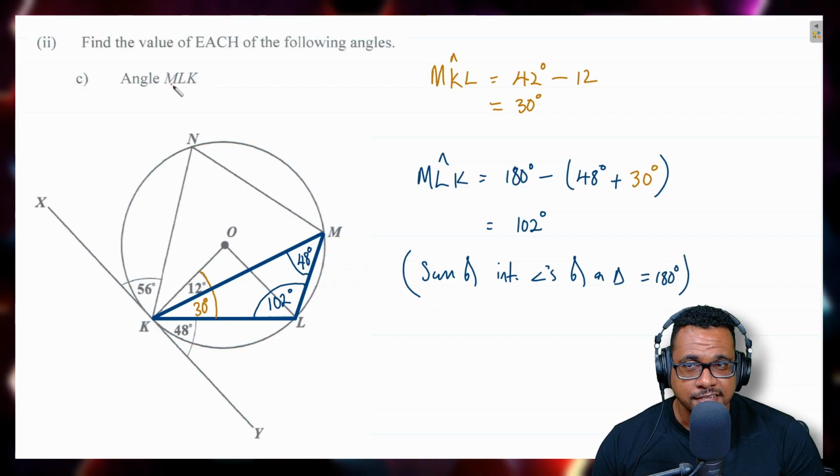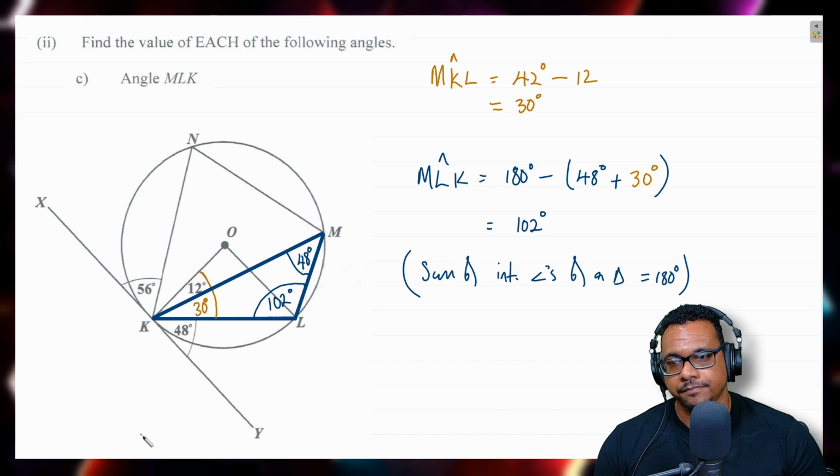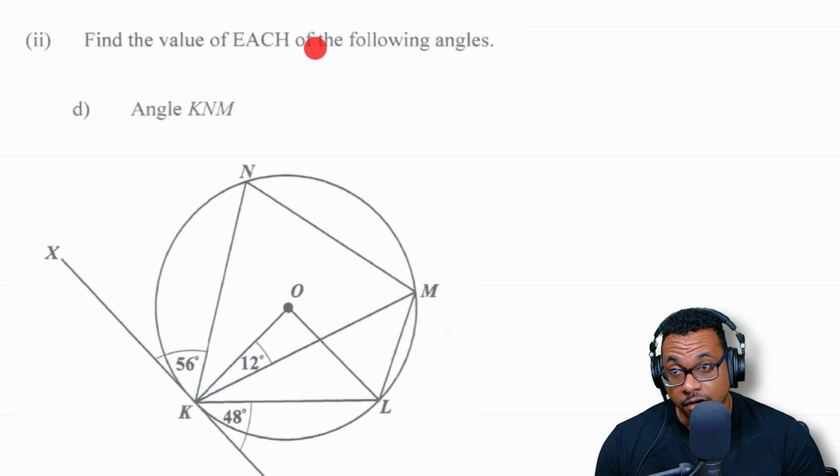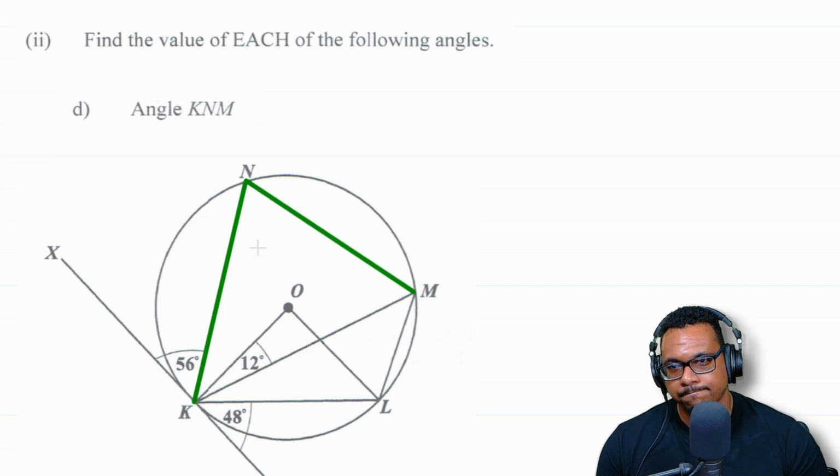Okay, and that's your answer for MLK. So now moving on to part D, where we're going to find the value of angle KNM. So let's highlight that. Angle K to N and then N to M. All right, so this will be the angle that we want.